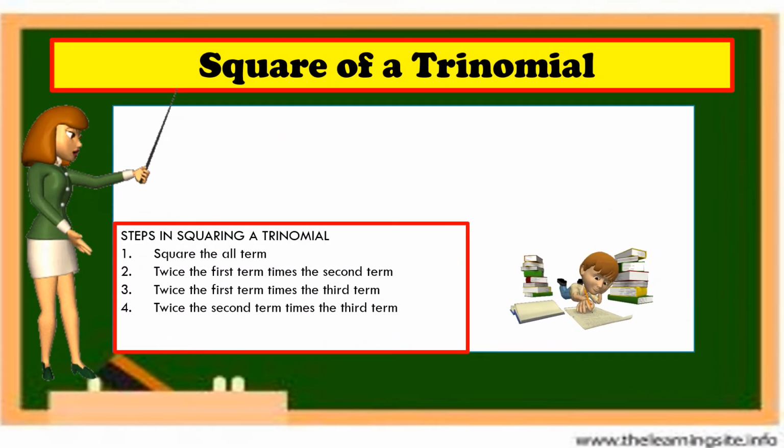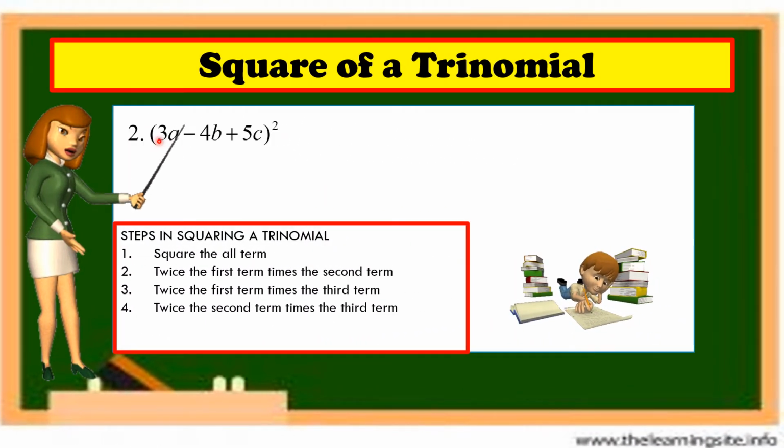Let's go to the next example. 3a minus 4b plus 5c quantity squared. Our first term is 3a, the second term is negative 4b, and the third term is positive 5c. The first step is to square all terms. So we have 3a squared plus negative 4b squared plus positive 5c squared.